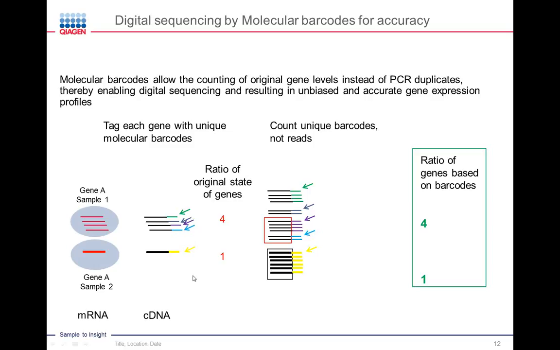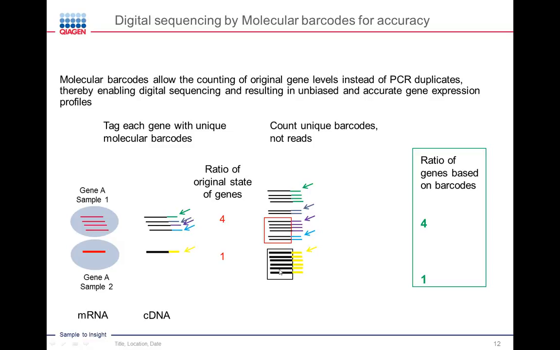And so what this enables us to do is, after all the amplification rounds, instead of counting each one of these reads, we count each one of these barcodes. And because the barcodes captured the original state of the transcripts, this will preserve the ratio of genes after all these rounds of amplification and preserve them to match what we started with. So we started with a 4-to-1 ratio, and we were able to capture all these cDNA molecules with individual barcodes.